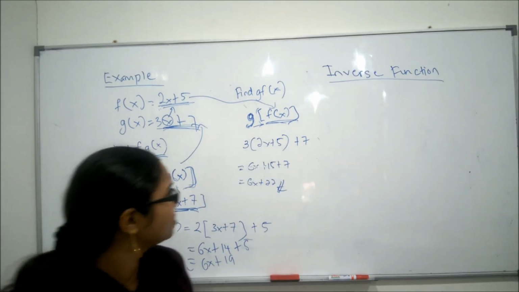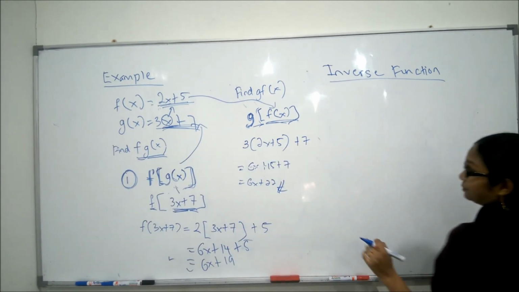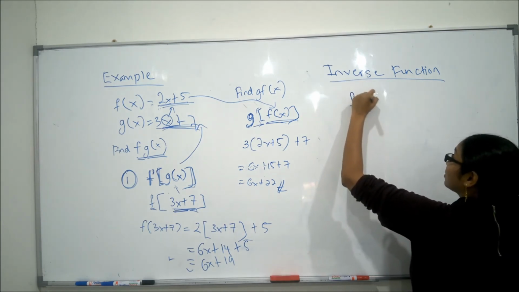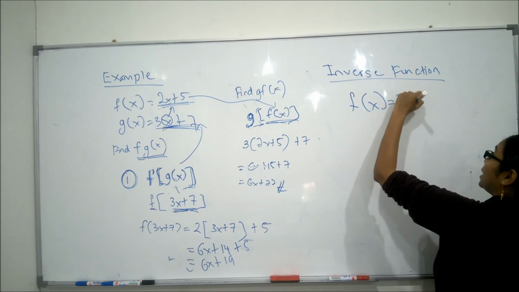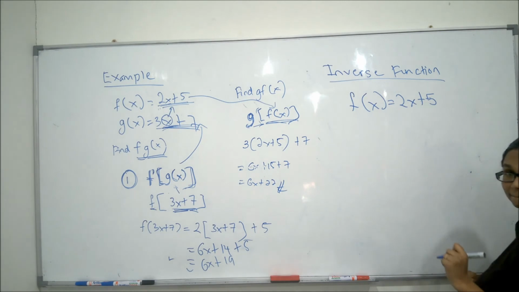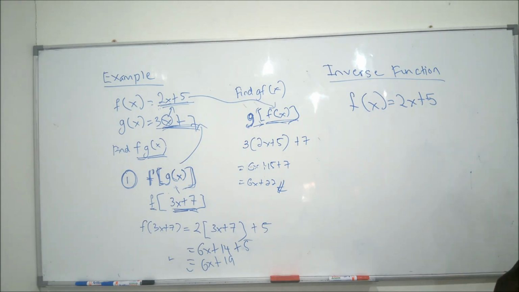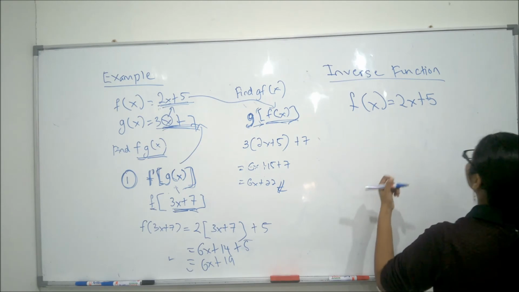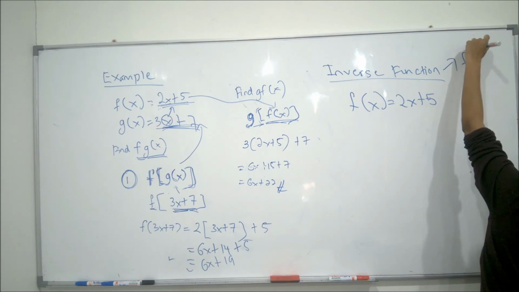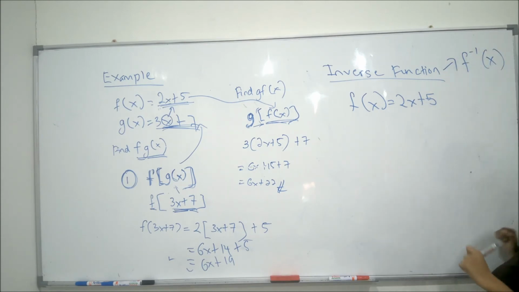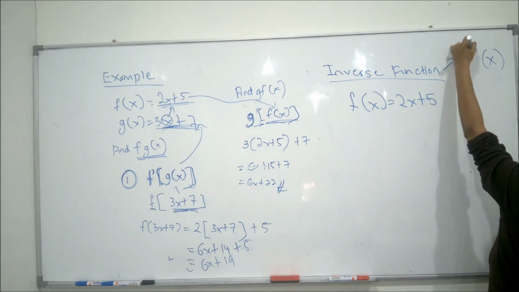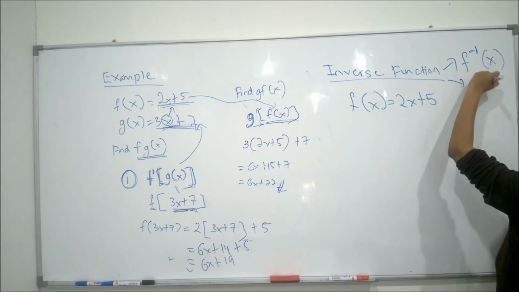Okay, what does inverse function mean? Reversing a function. Let's just stick with the same example since we've already written this down. f(x) is equivalent to 2x plus 5. Before that, how do you write inverse function? How do you represent inverse function? Inverse function is always represented by a negative 1 on top. Okay, it has a power of negative 1.